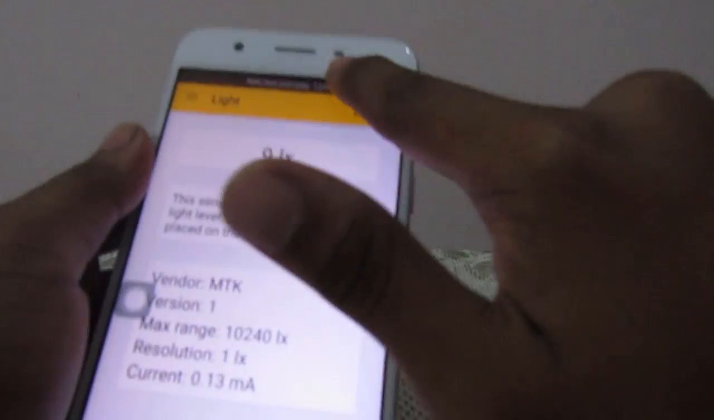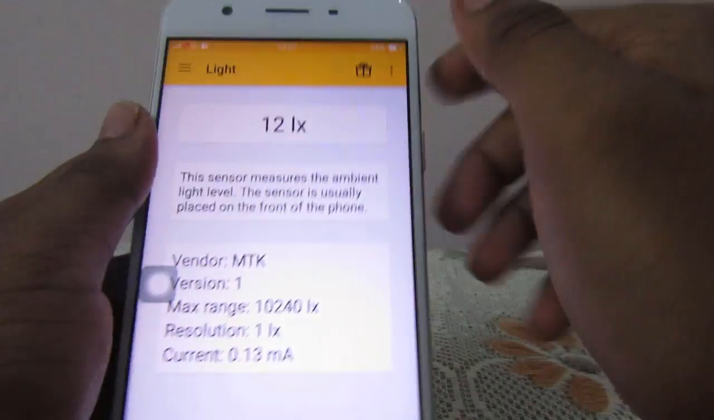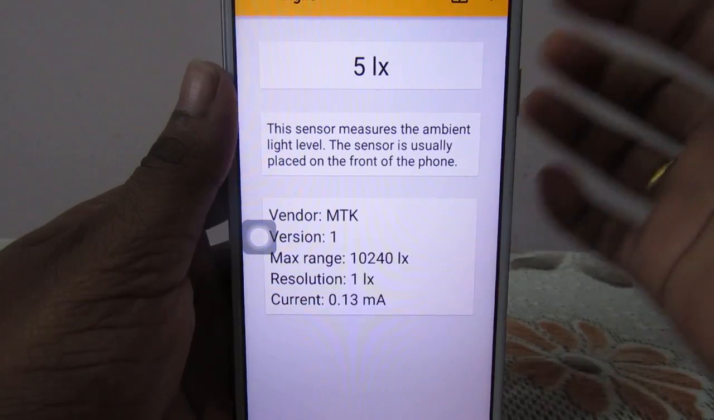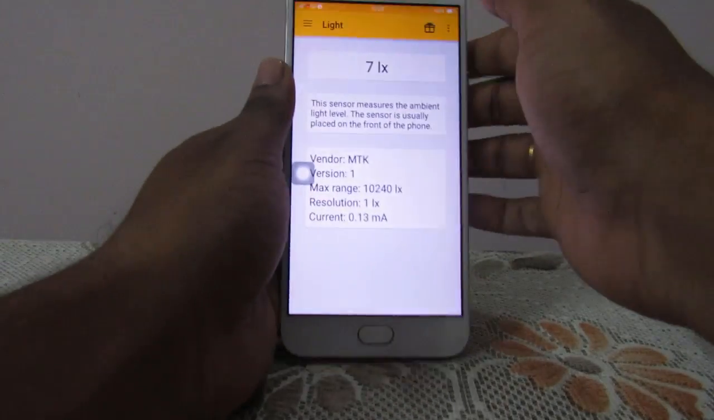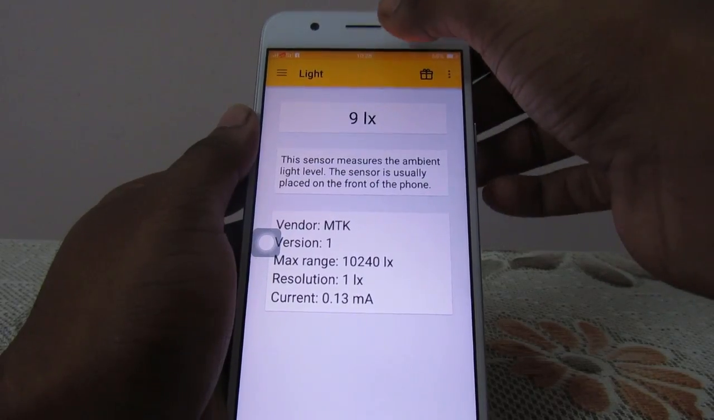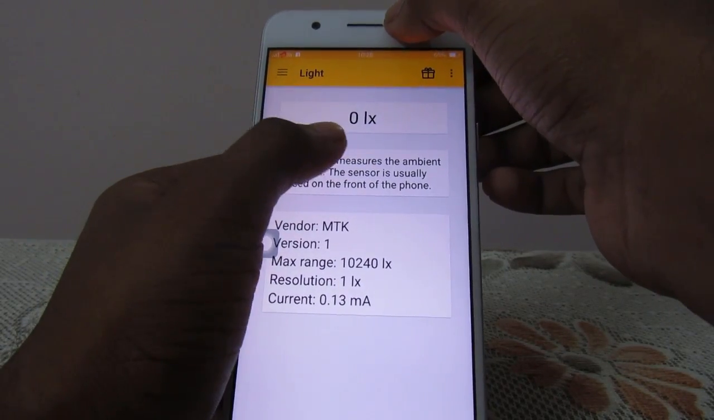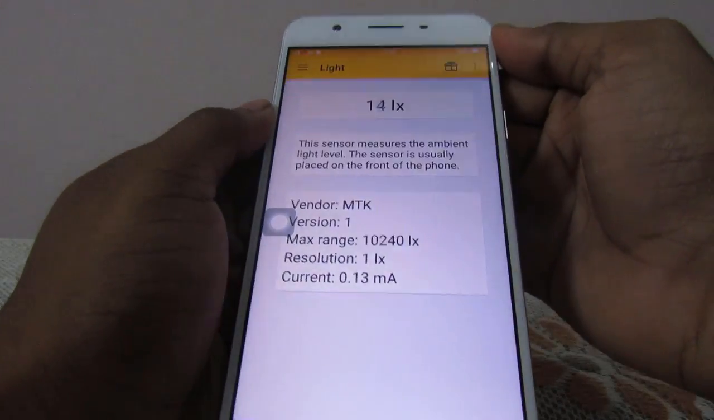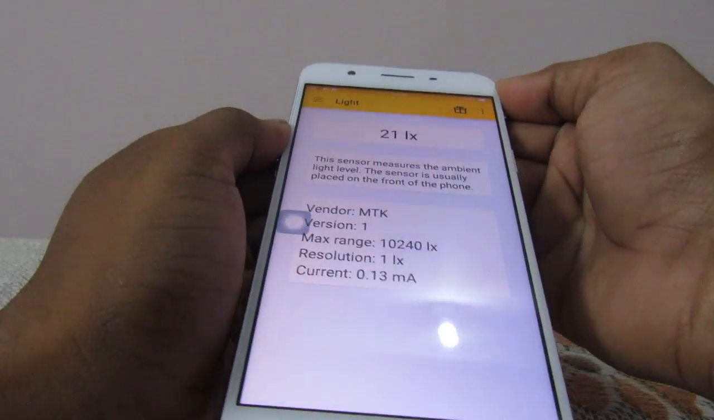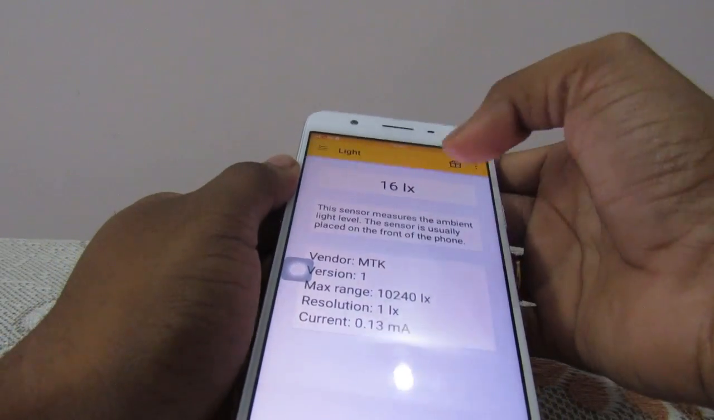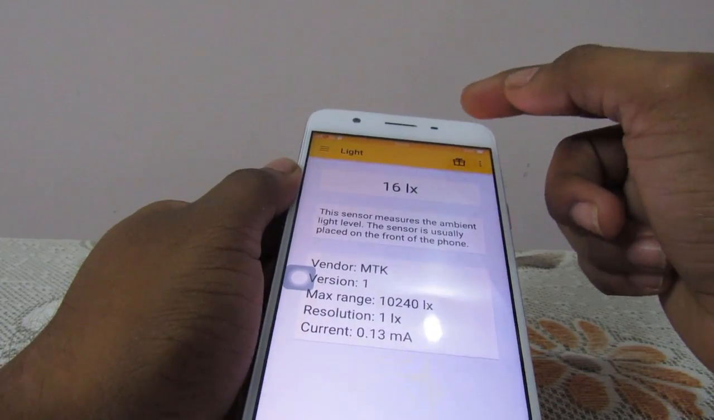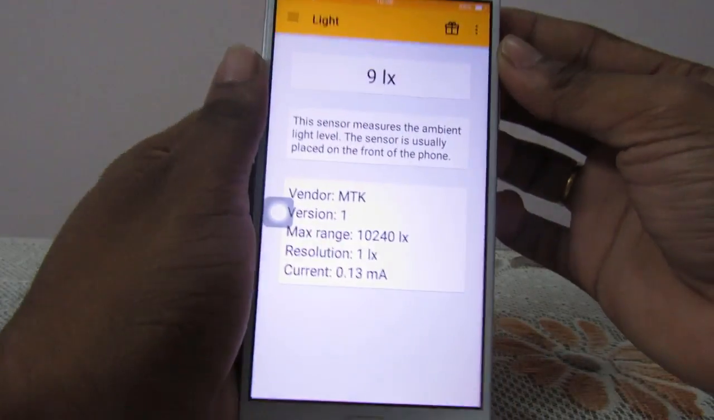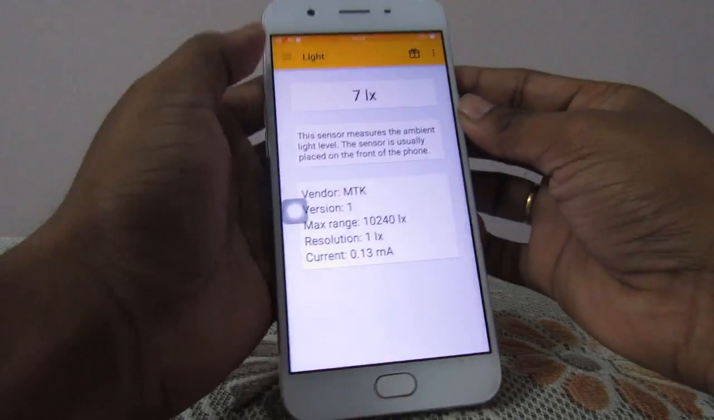Here it is the light. It is the proximity sensor and light sensor. The sensor measures the ambient light level. The sensor is usually placed on the front of the phone. It means here it is placed right here. If you close this, it's getting 0. If you open it, it's 12. Suddenly 12. If you move this towards the light, it increases. If you move, it's 21. You can find a light upside. So if we show the phone to the light side, it will increase the light value. So it has a light sensor.